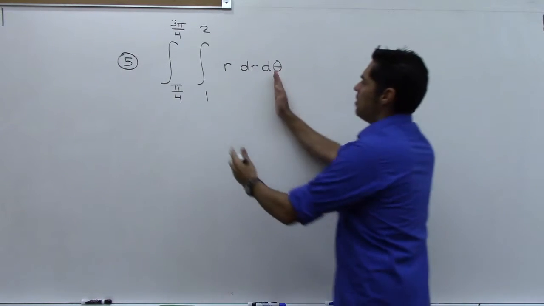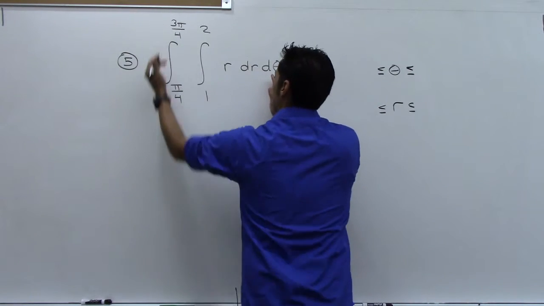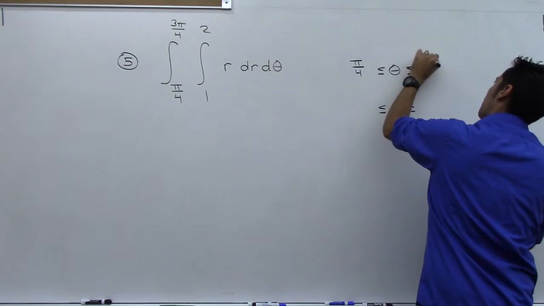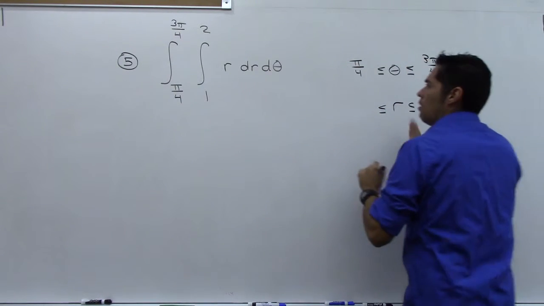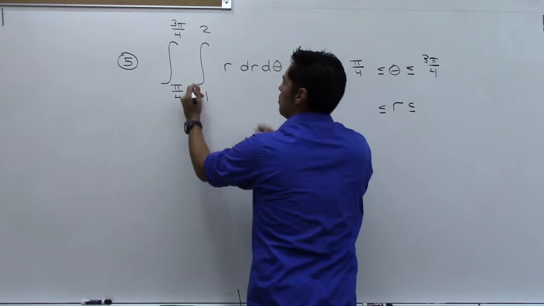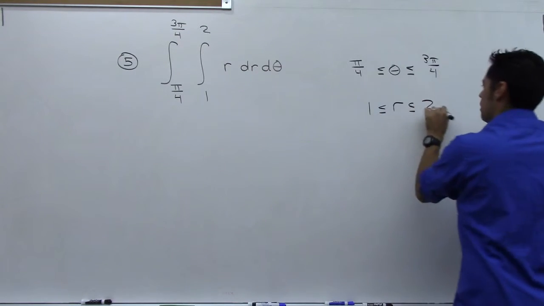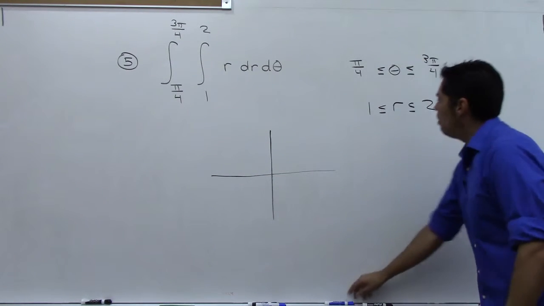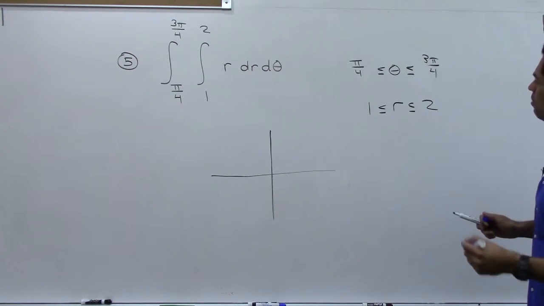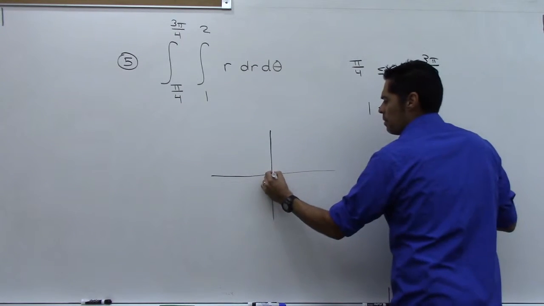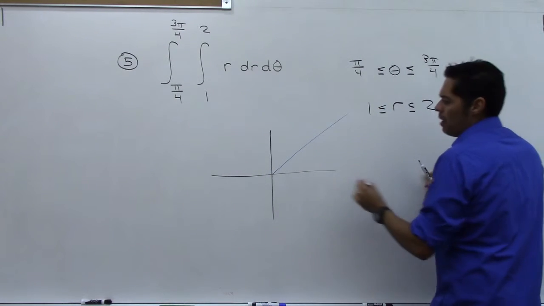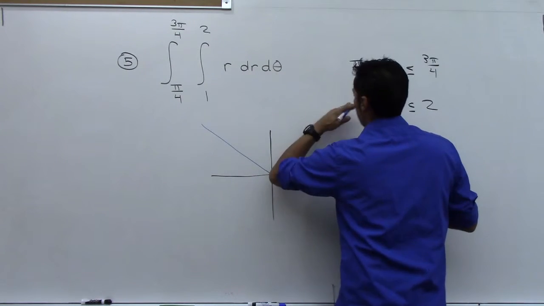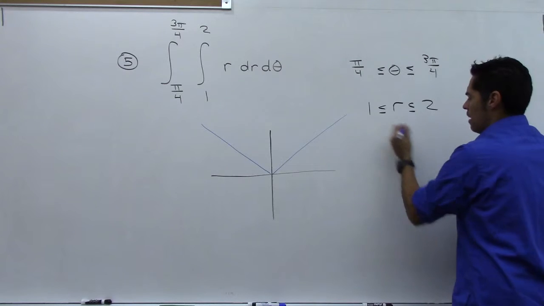So theta is the outside variable, so my theta is stuck between pi over 4 and 3 pi over 4. And then our radius, which is the inner integral, is stuck between 1 and 2. So in a polar region, what this looks like is all points that are within an angle of pi over 4. So here's pi over 4, 3 pi over 4, which is over here. So it's all points in this region that have a radius between 1 and 2.